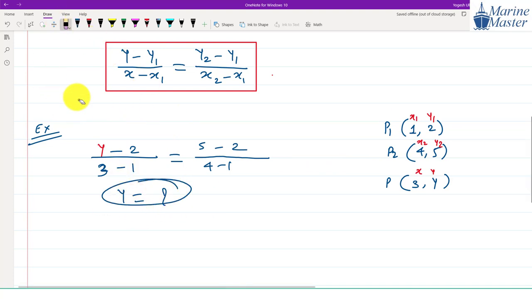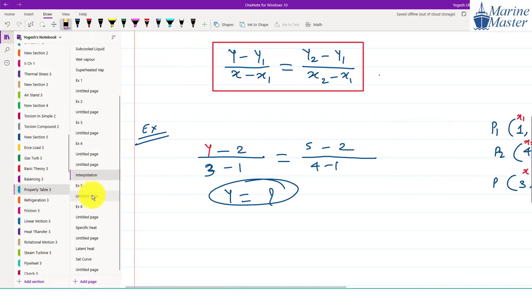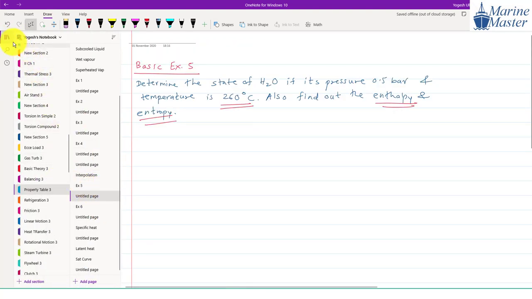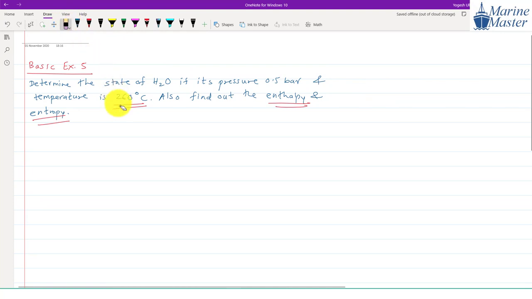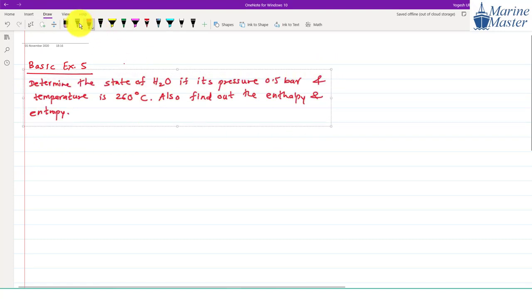And the same thing we are going to do in this basic example 5. So before going further, everyone give the next heading, basic example 5, and start writing down this discussion. Everyone write down this question, and try to read this question minimum 2 times.